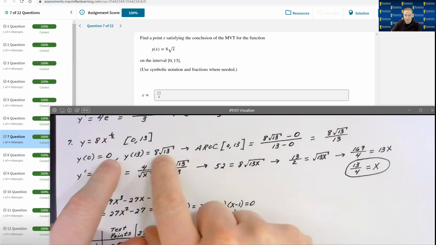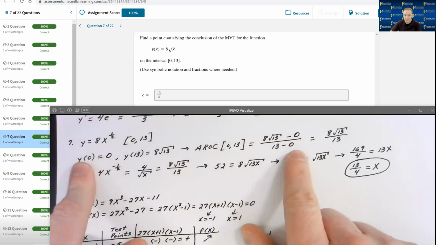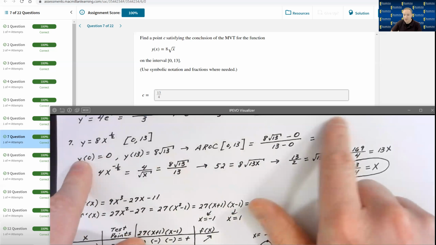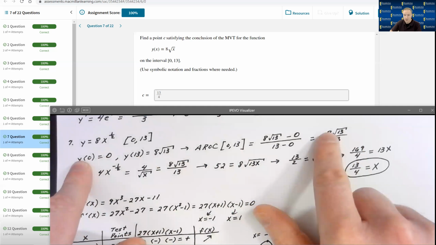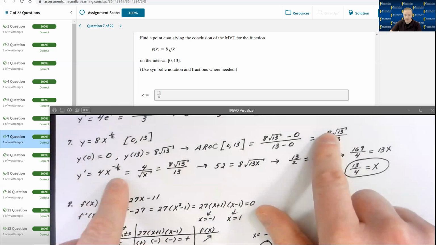It's better if you leave your answers exact. So then my average rate of change formula is going to be 8 on the root of 13 minus 0 divided by 13 minus 0. That just gives me 8 on the root of 13 over 13. Now, I need to show that the derivative is equal to that average rate of change for some value of x between 0 and 13. Shouldn't be hard to do.